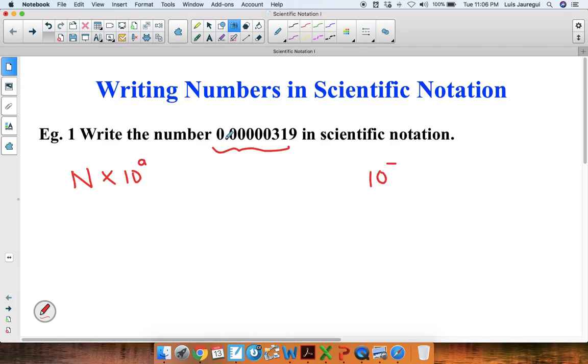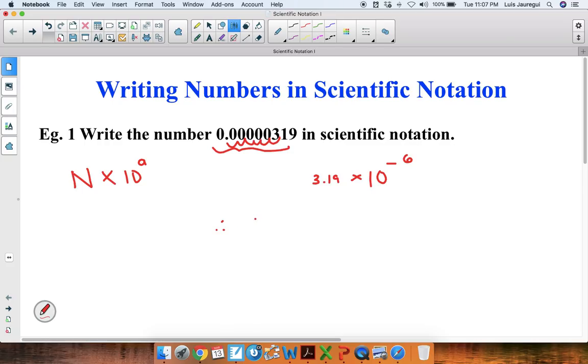Now, in order for us to make this into scientific notation, we're going to move the decimal point as many times as needed until we get a number between 1 and 10. So notice, I'm going to move it once, 2 times, 3 times, 4 times, 5 times, and 6 times. So that will be the number I'm going to use to complete my exponent. Now notice that you get 3.19, which is between 1 and 10. So we can say, okay, this is our number written in scientific notation.